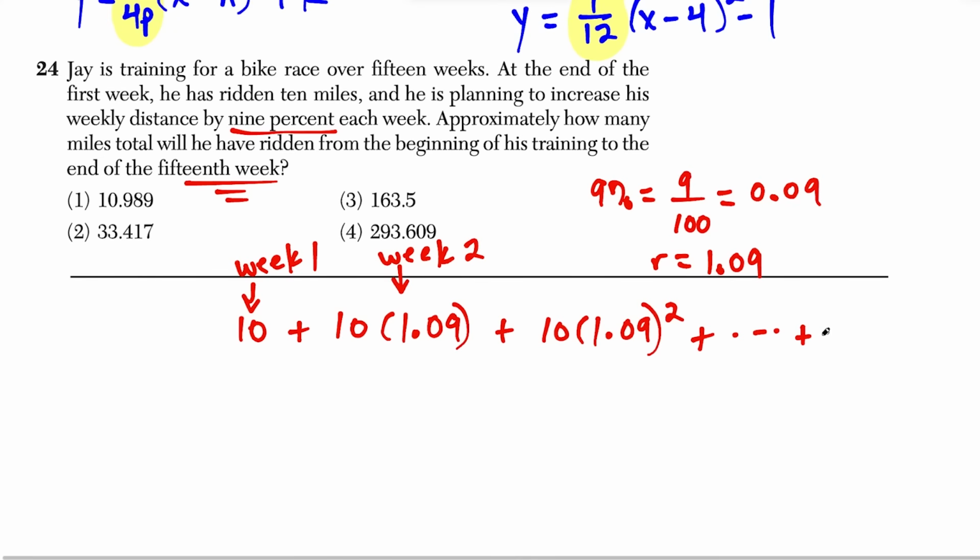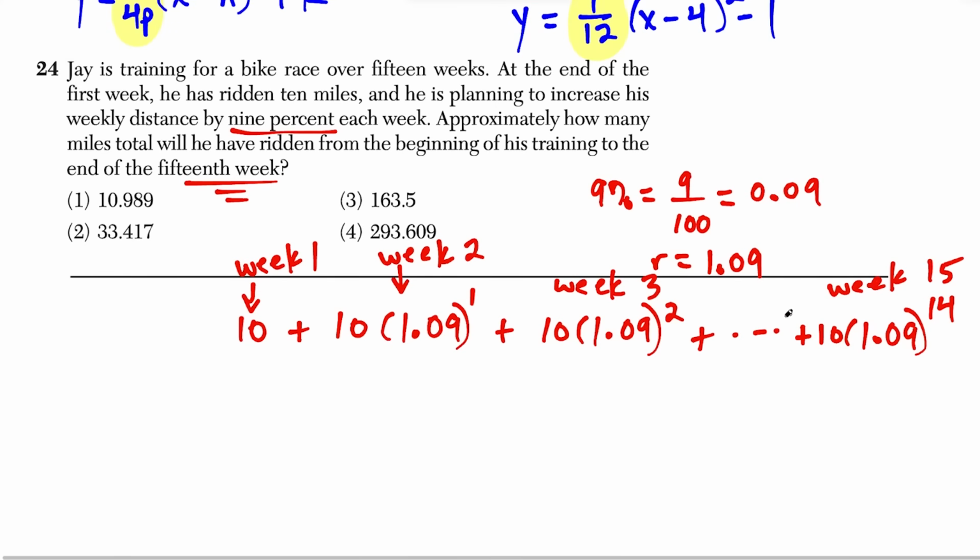And at the 15th week, this would be 10 times 1.09 to the 14th power. Because if you look here, notice week 1, there is no power of 1.09. Week 2, it's 1.09 to the first. So whatever week we're up to, like over here, we have week 3, the power is always 1 less than the week. So by week 15, 1 less than 15 would be giving us a power of 14.